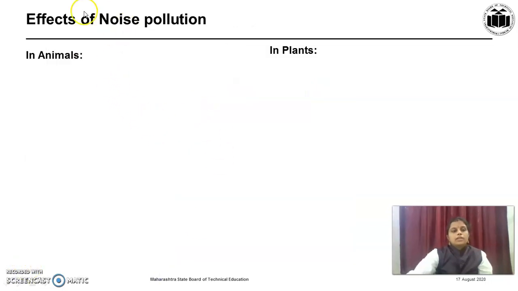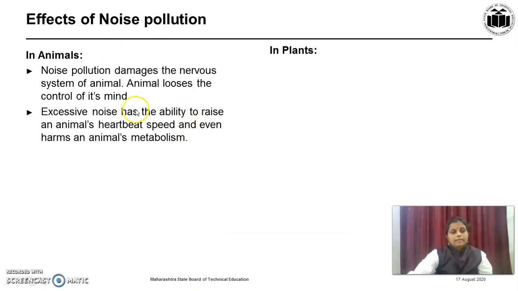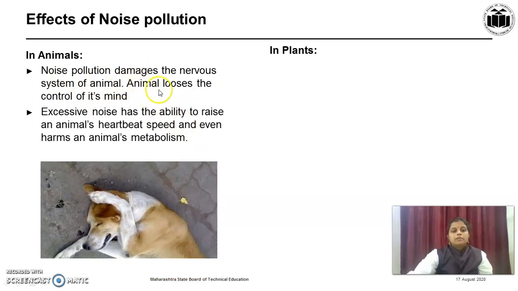Now, what are the effects of noise pollution in animals and in plants? Let us see. Noise pollution damages the nervous system of animals. Animals lose control of their minds. Excessive noise has the ability to raise an animal's heartbeat speed and even harms an animal's metabolism.